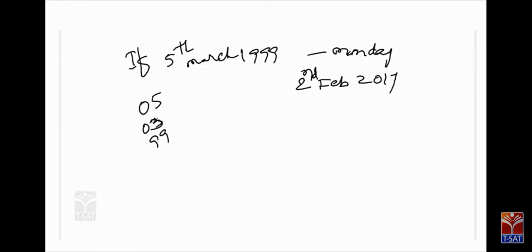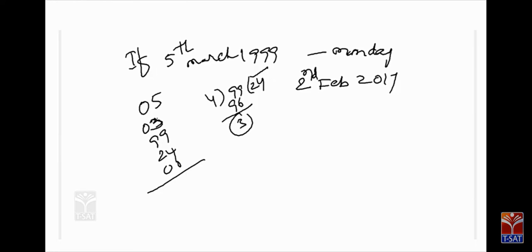And here for 99, how many leap years are there? When 99 is divided by 4, 24 fours are 96, 3 is the remainder, and the quotient is 24. So you have to write 24, and the century code for 1999 is 0. So 05 is the date, 03 is the code for March, 99 is the last 2 digits of the year, 24 is the number of leap years in the 99 years, and the century code is 00.